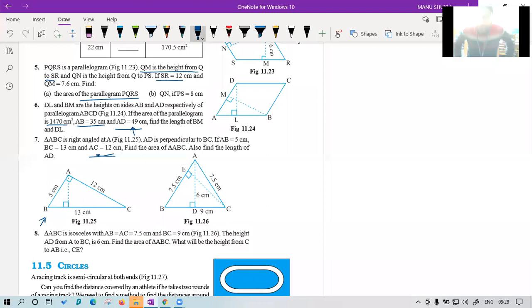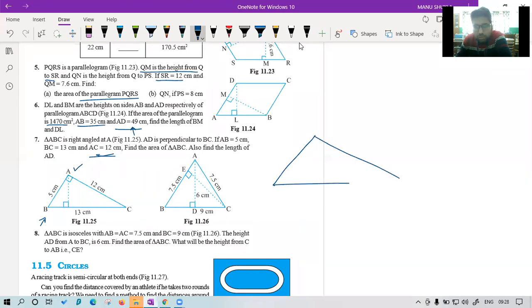Okay. Question number 7. Sir, voice is okay. Triangle ABC is right angled at A. You all can observe this thing, class. We have this triangle. The name is A, B, and C. They are saying it is right angled at A.